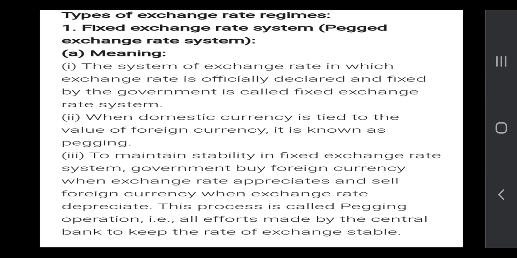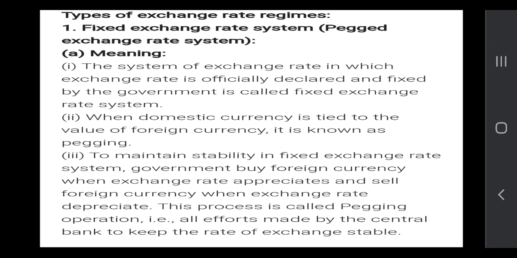Good morning, students. Today we will do the revision of foreign exchange chapter. In the earlier video, we discussed the meaning, why it is demanded, what are the sources of supply of foreign exchange, then the demand curve for foreign exchange, then the supply curve of foreign exchange.